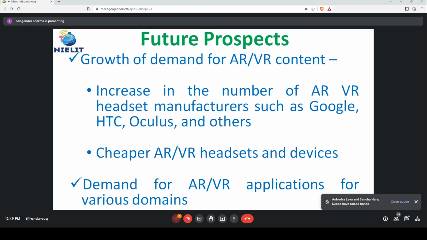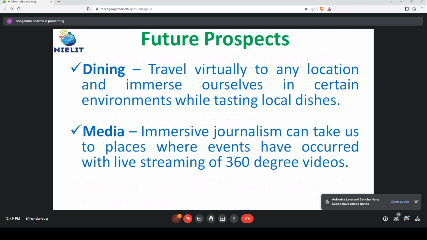It is going to be cheaper definitely, and it will be accessible to consumers as well, and the demand for AR/VR applications for various domains will also grow in the days to come. So maybe the situation we will be encountering in days to come is, in terms of dining, we will be traveling virtually to any location and immersing ourselves in certain environments while tasting those local dishes.